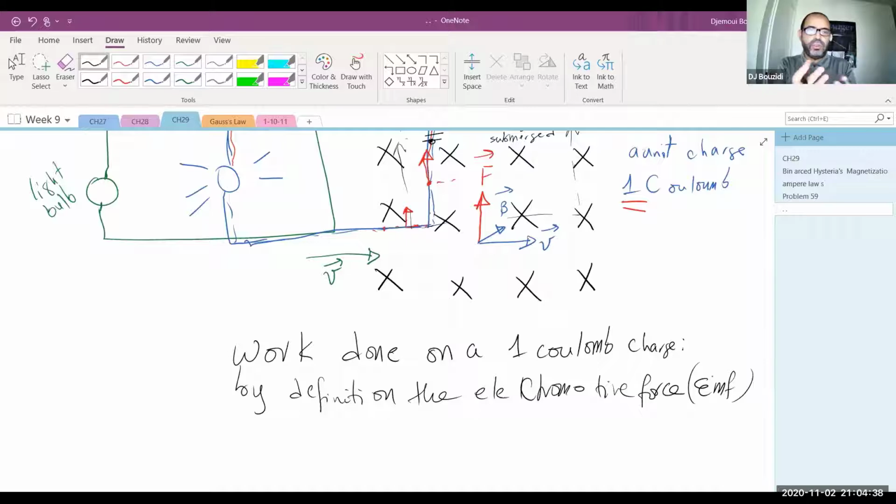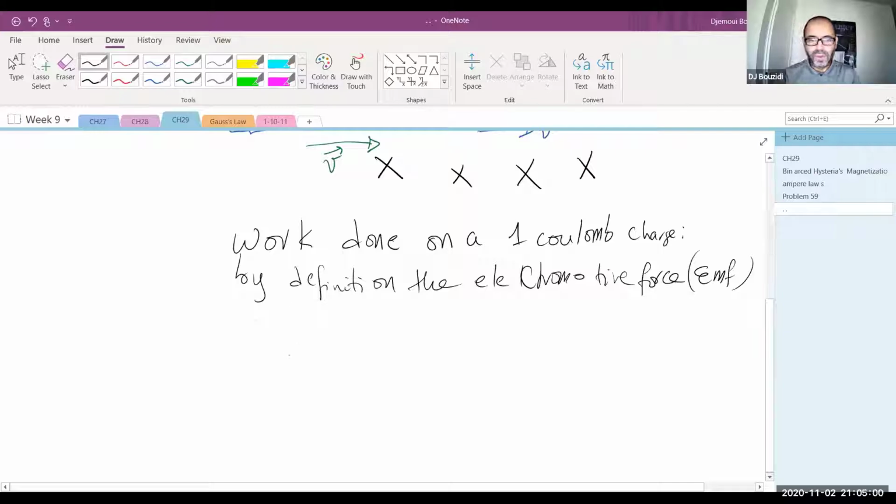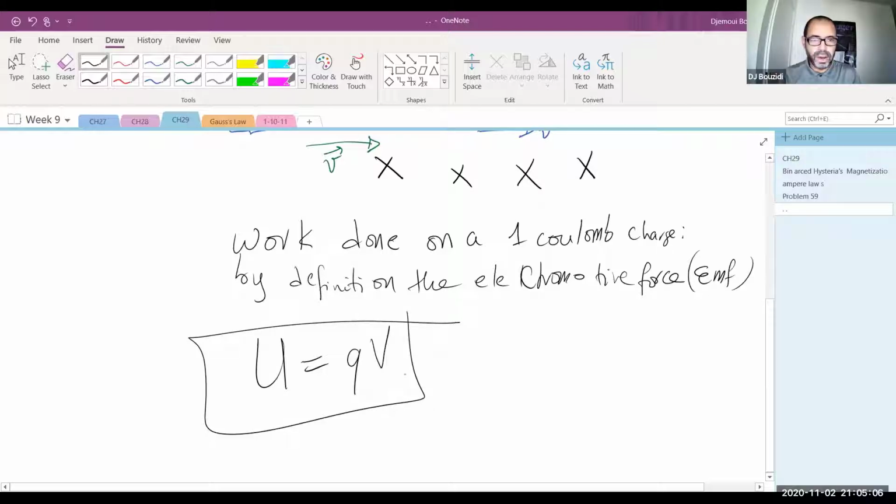Now, if you're not really running 1 coulomb, but a different charge, 5 coulombs, 10 coulombs, 0.2 coulombs, or 1 microcoulomb, then you multiply the number of charge times that voltage, and that is the actual work in joules. So again, if you remember when we were doing electrostatics, we found the work or the energy is Q times V. That is the formula that we go by.